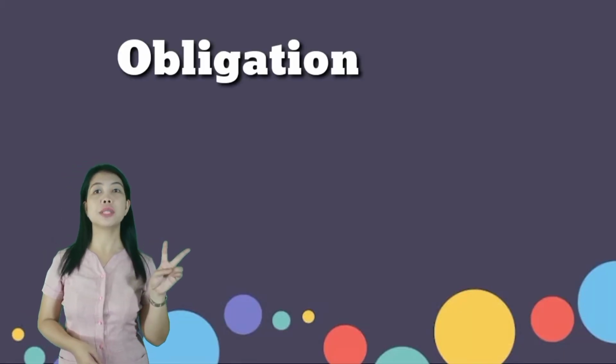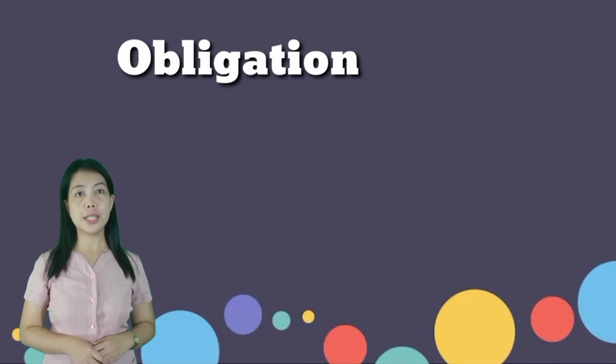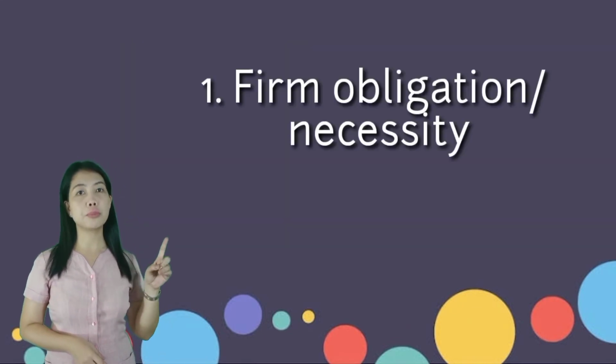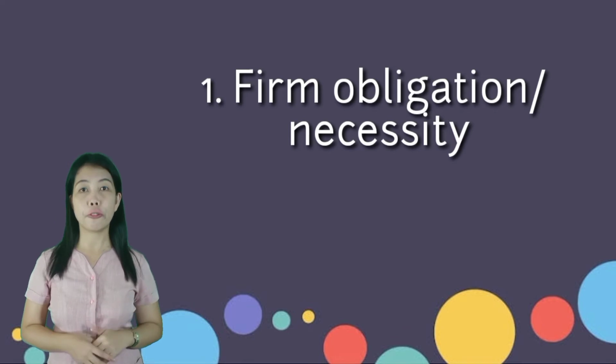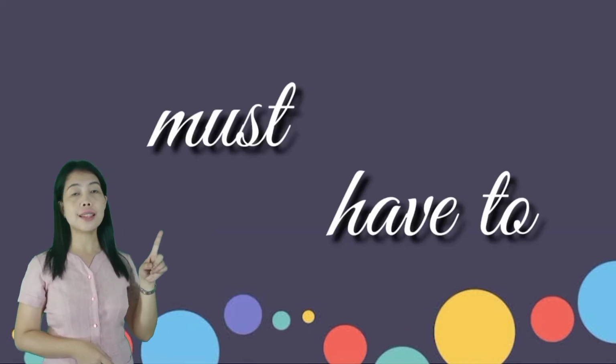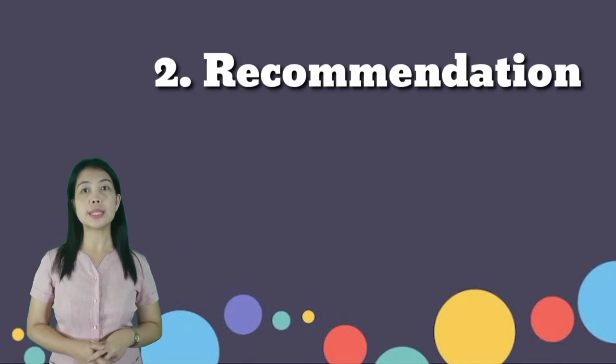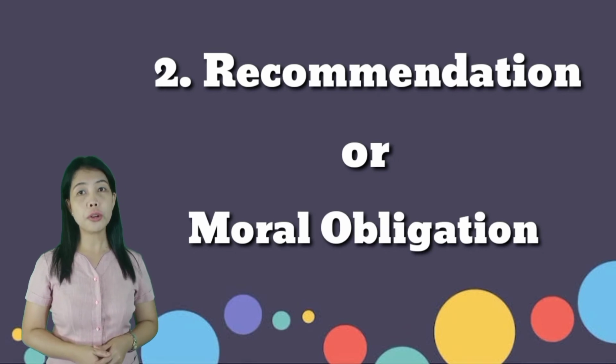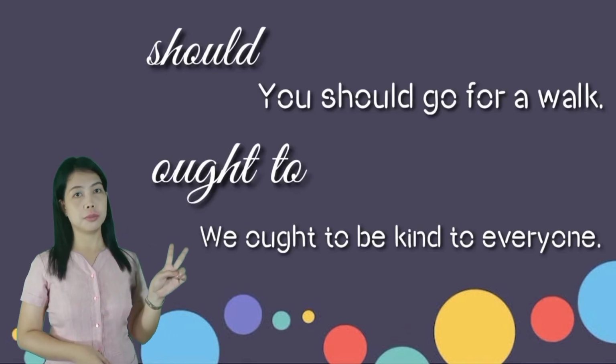There are two types of modal verbs of obligation. The first one primarily expresses a firm obligation or necessity. They are must and have to. The second one expresses recommendation or moral obligation. They are should and ought to.